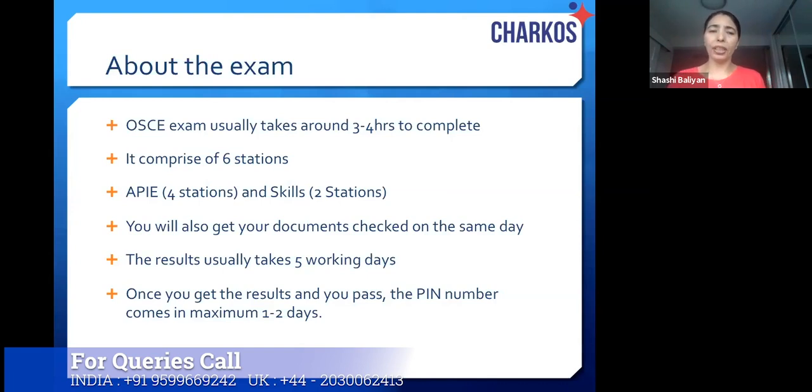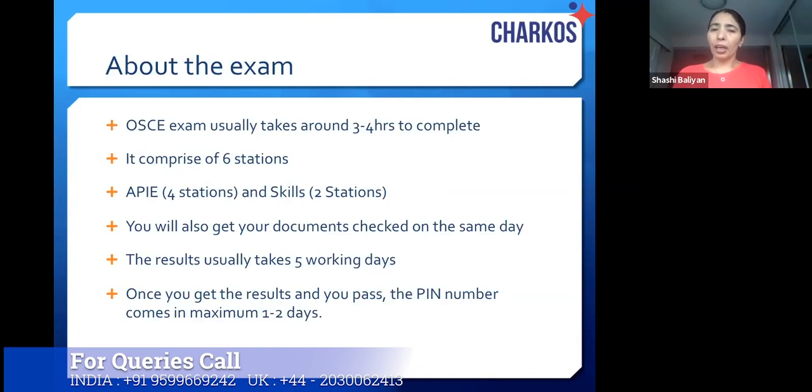And once all of your documentation is checked, they will update NMC that all the documentation is in place. Once you have given the exam, the result usually takes around 5 working days, but sometimes it comes a little early, sometimes a little later. If your result is favorable and you have passed, then we apply for the PIN number.